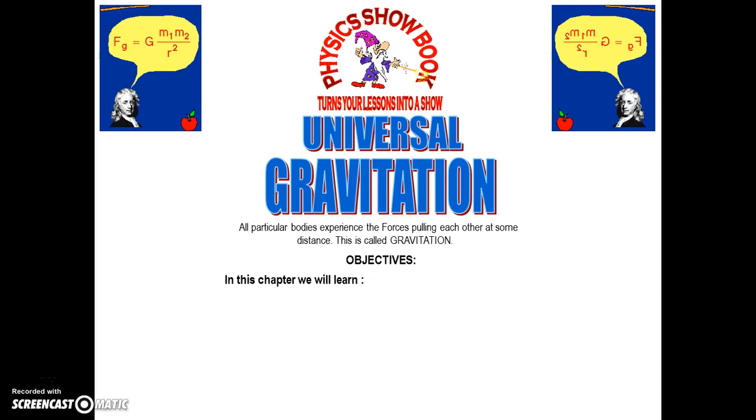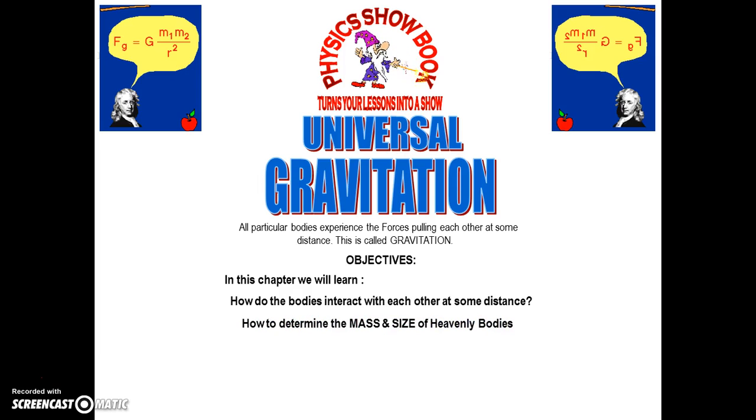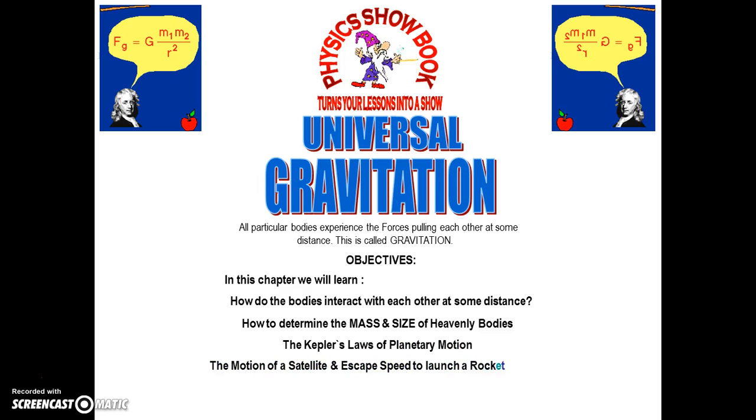I am a physics teacher, and today we are going to talk about universal gravitation. All particular bodies experience the force of pulling each other at some distance. This is called gravitation. The objectives in this chapter: we will learn how bodies interact with each other at some distance, how to determine the mass and size of heavenly bodies, Kepler's laws of planetary motion, and the motion of a satellite and escape speed to launch a rocket into space, and why we do not feel the motion of Earth.